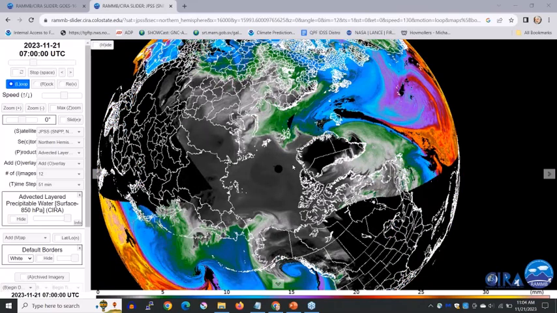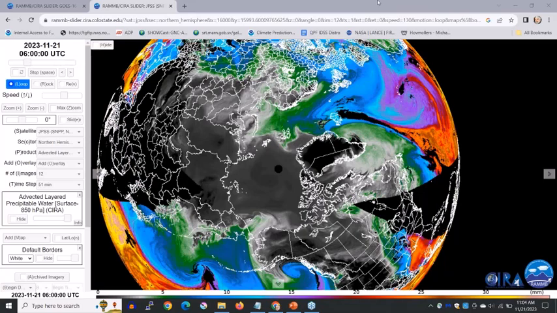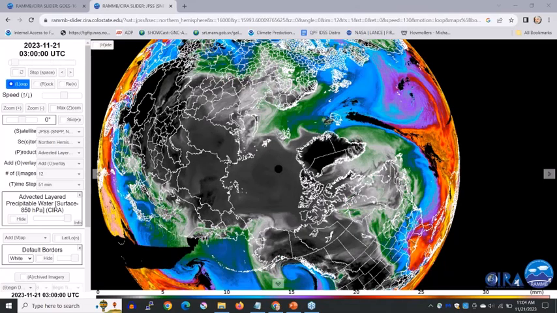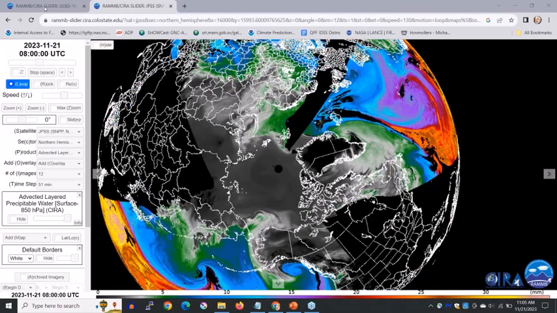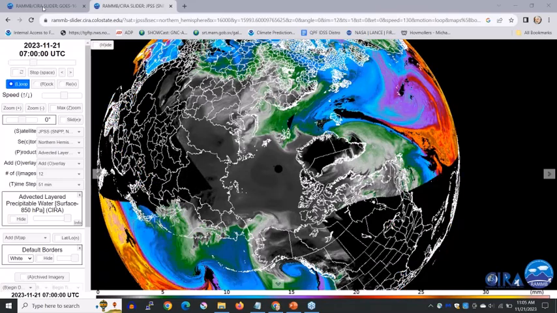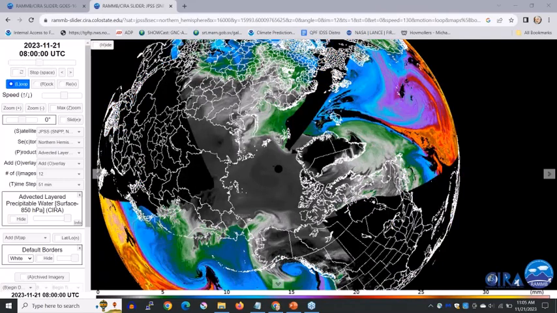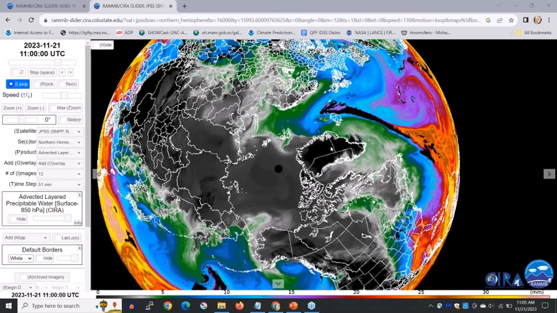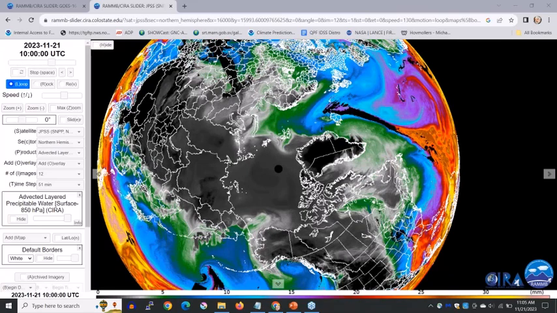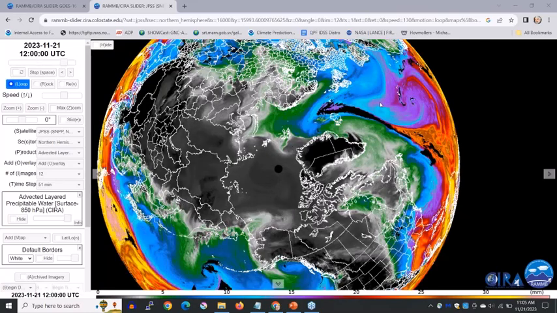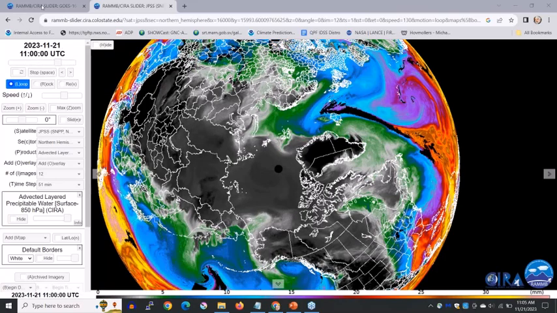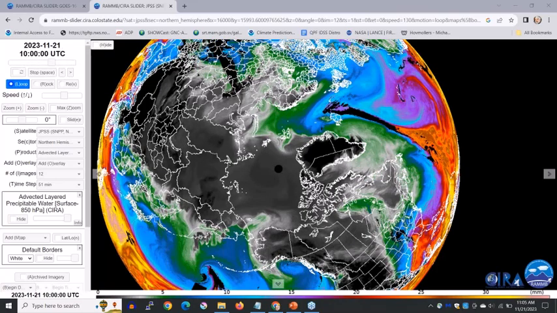There's always a lot to talk about, so I guess I'll start with a couple of the new things that are available on Slider. One of them is the advected layer, precipitable water, and also the blended total precipitable water. And this is available both in the polar view of Slider as well as in the geostationary view.